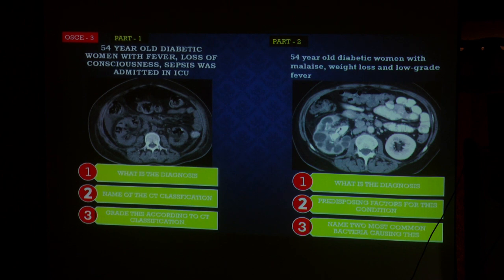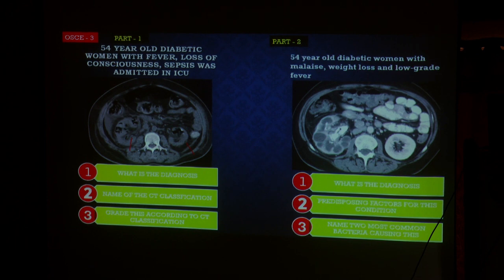What is the name of the CT classification for emphysematous pyelonephritis? The CT classification system is known as the Huang-Tseng classification, and you should know how to grade this according to the Huang-Tseng classification. Here you are able to see both kidneys are involved. Whenever both kidneys are involved, that is classified as grade 4.